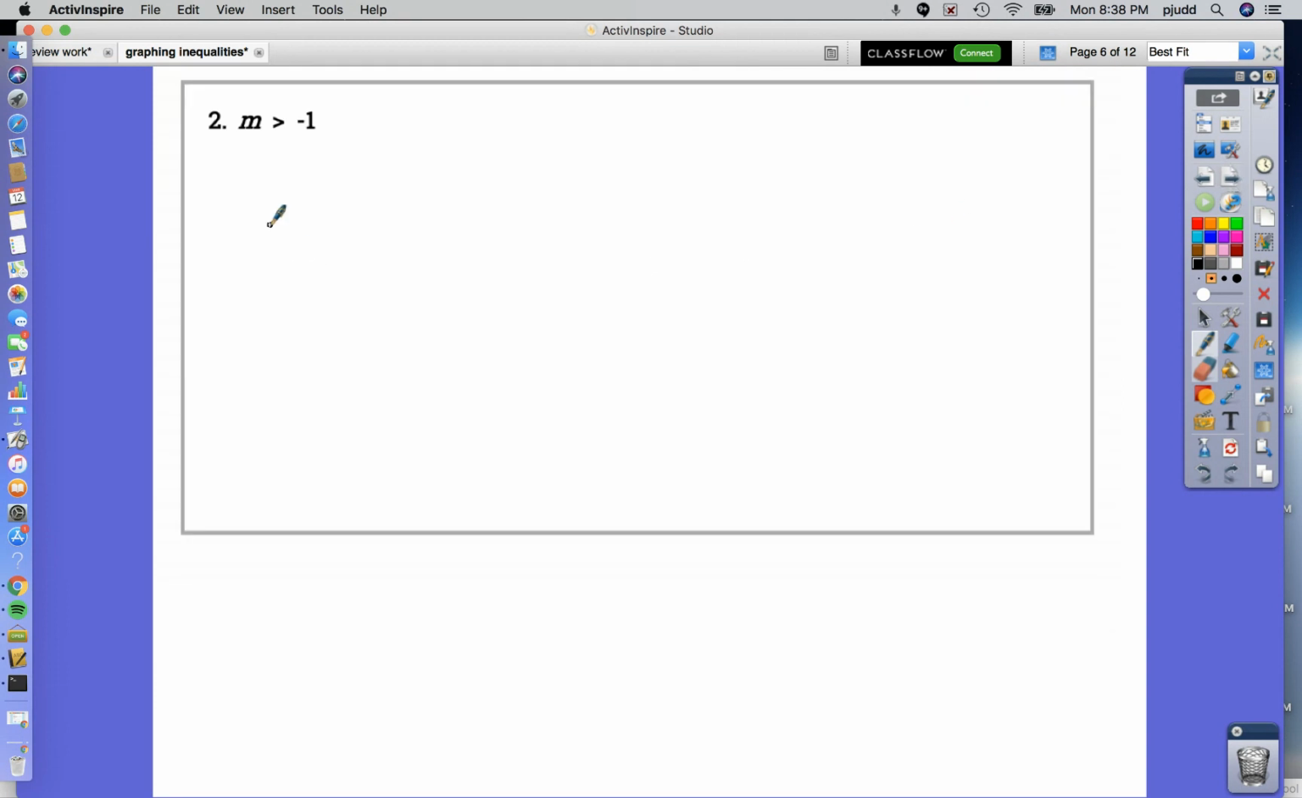Let's take a look at this. m is greater than -1. Again, I want you to draw your number line. Put your interval markers. m is greater than -1.